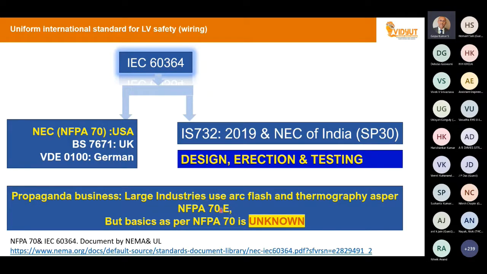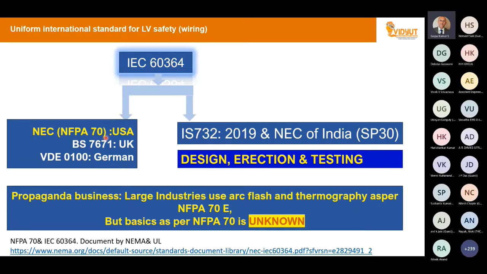So I think in NFPA 70, E or D, somewhere arc flash study and thermography are recommended. But please understand that the building has NFPA 70 mandatory. Over and above, you do arc flash study and thermography to make your building safer. Whereas when it comes to India, in several industrial buildings, of course, arc flash studies are made as per NFPA 70. It's a propaganda business, but the fundamental testing as per NFPA 70 is not carried out.